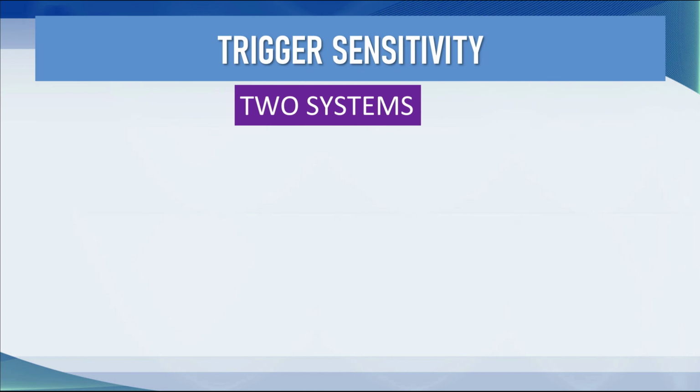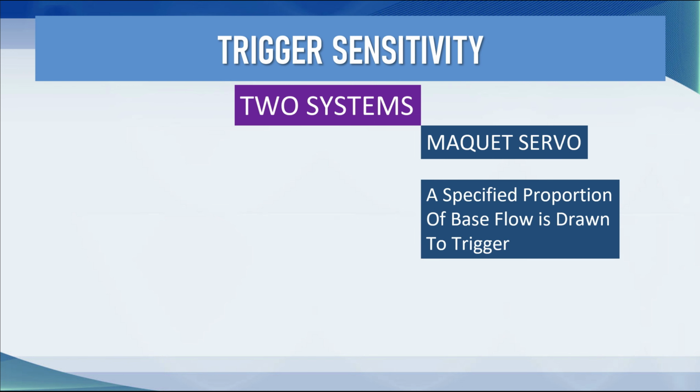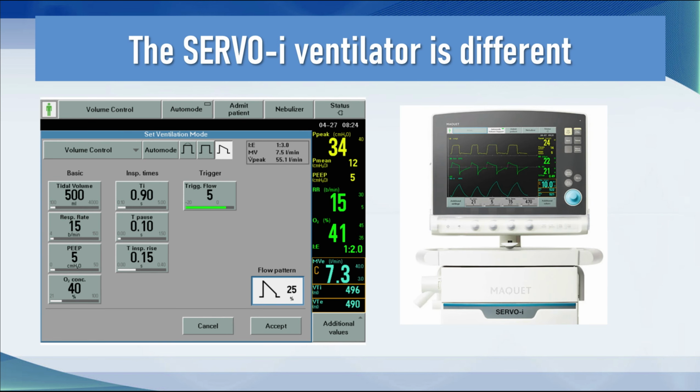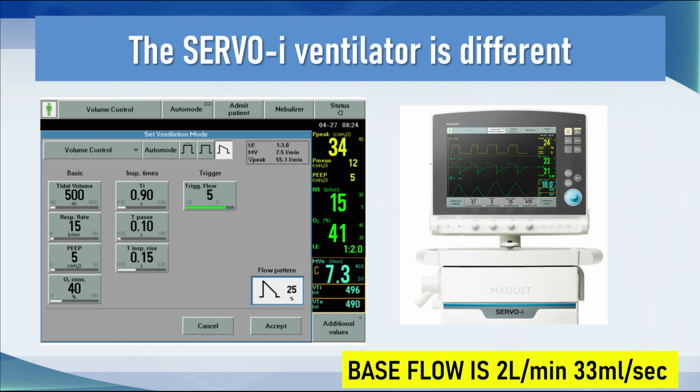But there is another system, and that's the servo system, where a specific proportion of base flow must be drawn to trigger the ventilator. And that base flow is always 2 liters in the modern version of this ventilator. The confusing thing is the lower the proportion of base flow, the easier it is to trigger the ventilator for the patient. So this is the Servo-i ventilator. The base flow is 2 liters per minute or 33 mils per second. And you can see there that the trigger flow has been set at 5 in this ventilator.